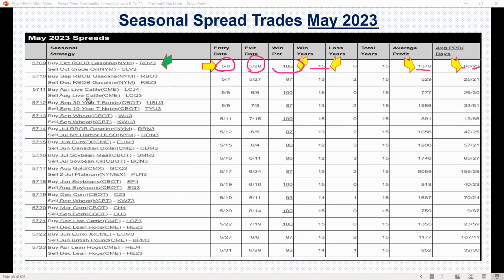Here's another one. Here's live cattle. This is a spread between April and August. So you buy April live cattle, sell August live cattle. So this has been a 100% winning trade. Here's another spread trade between soybeans, this is a kind of timing spread. Here's another winning trade. Soybeans are really good, 100%, 15 out of 15 years. Corn, live cattle. I mean, just tremendous opportunity. Okay, so that's what it looked like for the crack spread.